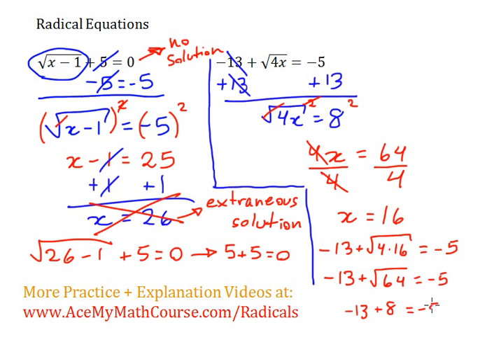So negative 13 plus 8 is negative 5. So negative 5 equals negative 5. That's true. So this is a valid answer. That works out. So x is equal to 16.